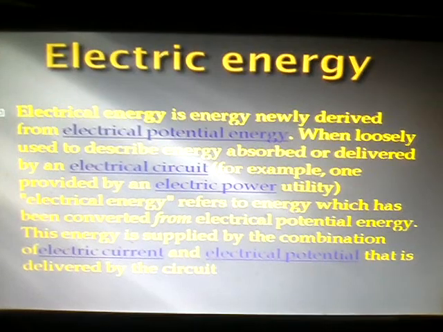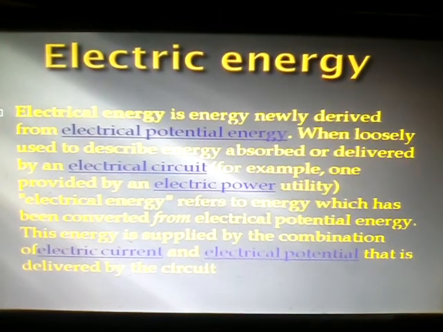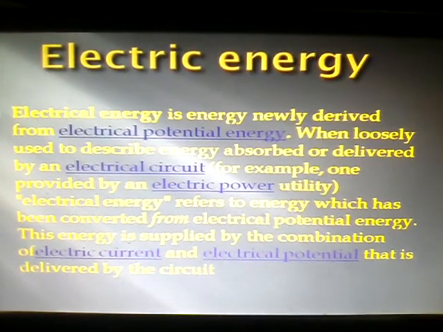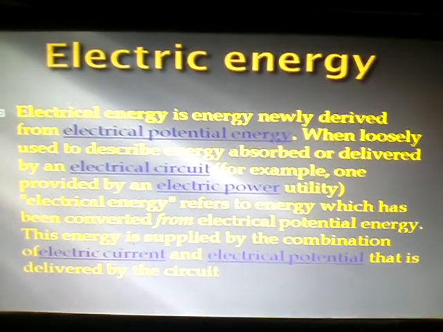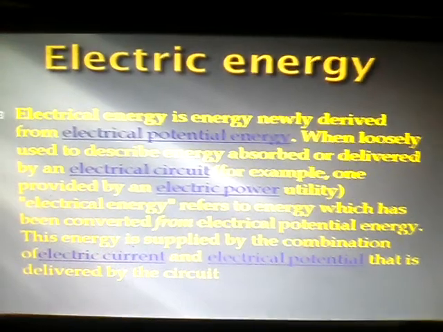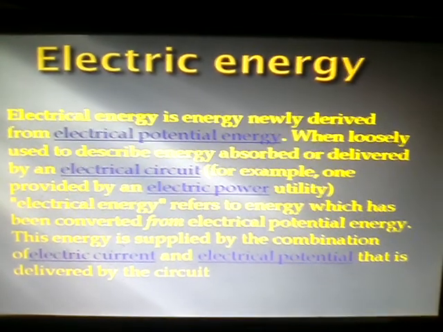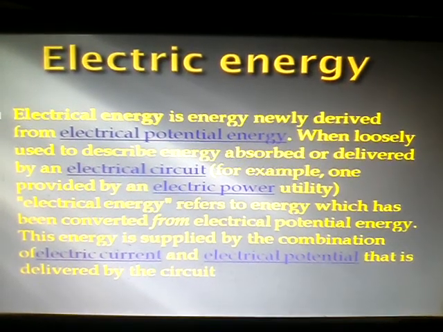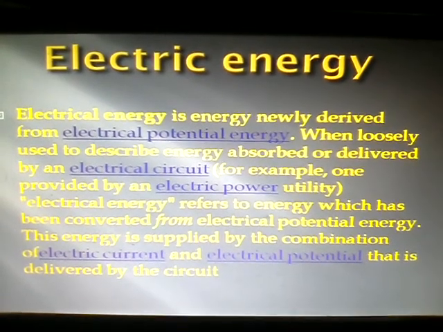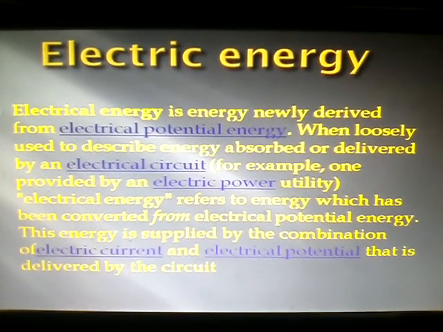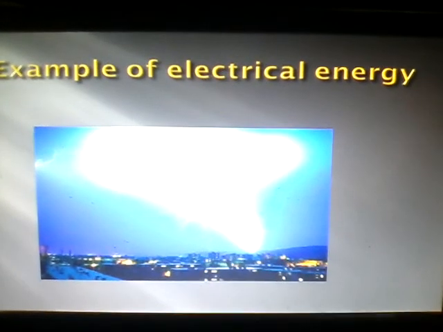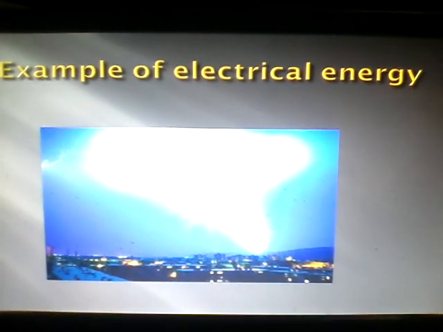Electrical energy is energy newly derived from electrical potential energy when loosely used to describe energy absorbed or delivered by an electrical circuit. For example, one provided by an electric power utility. Electrical energy refers to energy which has been converted from electrical potential energy. This energy is supplied by the combination of electric current and electrical potential that is delivered by the circuit. Example of an electrical energy.